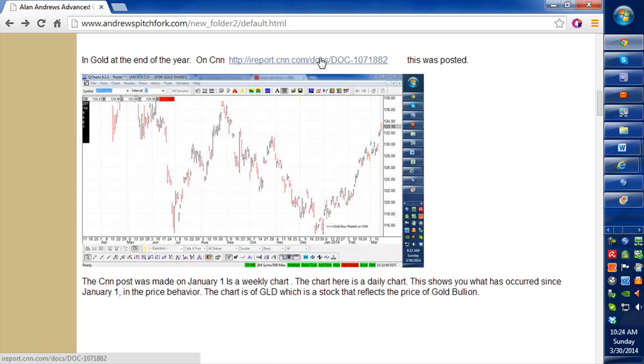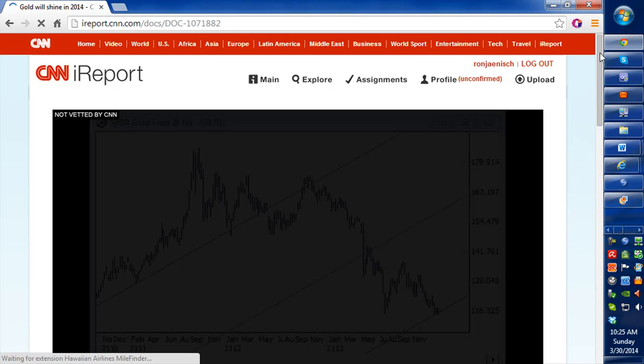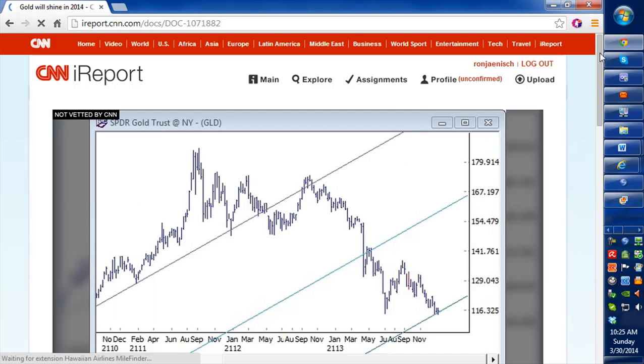Let's take a look at what was posted on CNN. Now remember, this was posted on January 1, which is approximately over here somewhere. This was a weekly chart that was posted originally. One of these servers is kind of slow. There we go. Okay, so we can see here what was posted back January 1st on CNN, and prices were down here at 116 before they rose up to this level here.